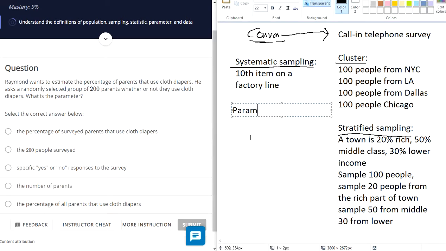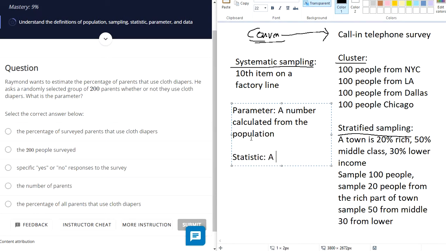A parameter is basically a number calculated from the population. A statistic is a number calculated from the sample. We often want to estimate the parameter. Like we want to know the population mean, so we estimate it by using a sample mean, by using a statistic.